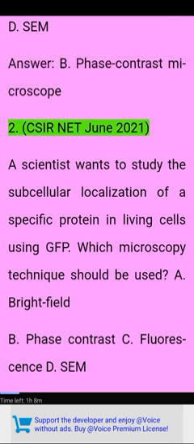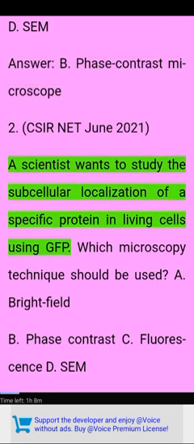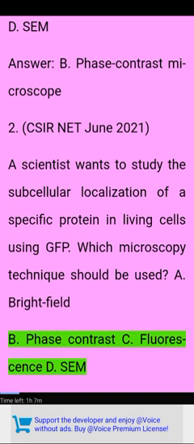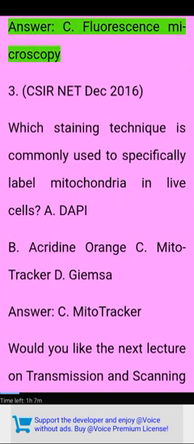2. CSIR NET June 2021. A scientist wants to study the subcellular localization of a specific protein in living cells using GFP. Which microscopy technique should be used? A. Bright field. B. Phase contrast. C. Fluorescence. D. SEM. Answer: C. Fluorescence microscopy.